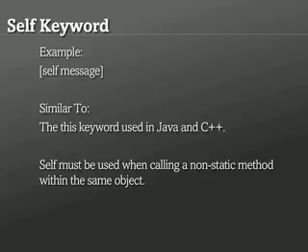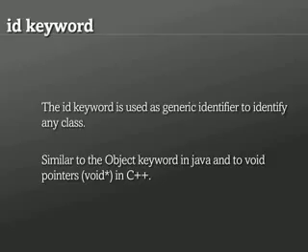Okay, the self keyword refers back to the current object. In order to call a non-static method in Objective-C, you always need to specify the object. So you have to use a self keyword when referring to the same object. It's just like the this keyword that you'll see in Java and C++.